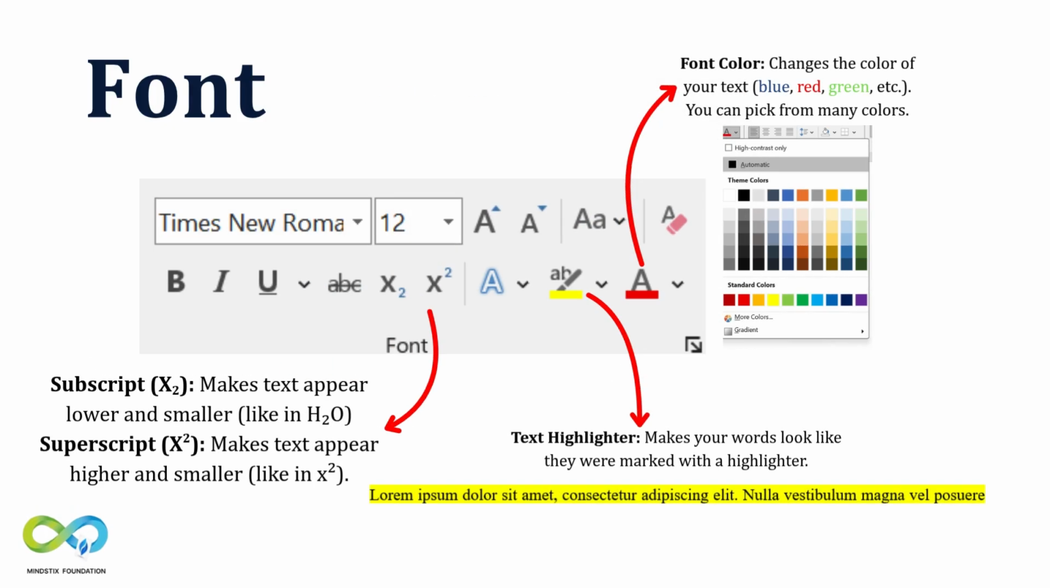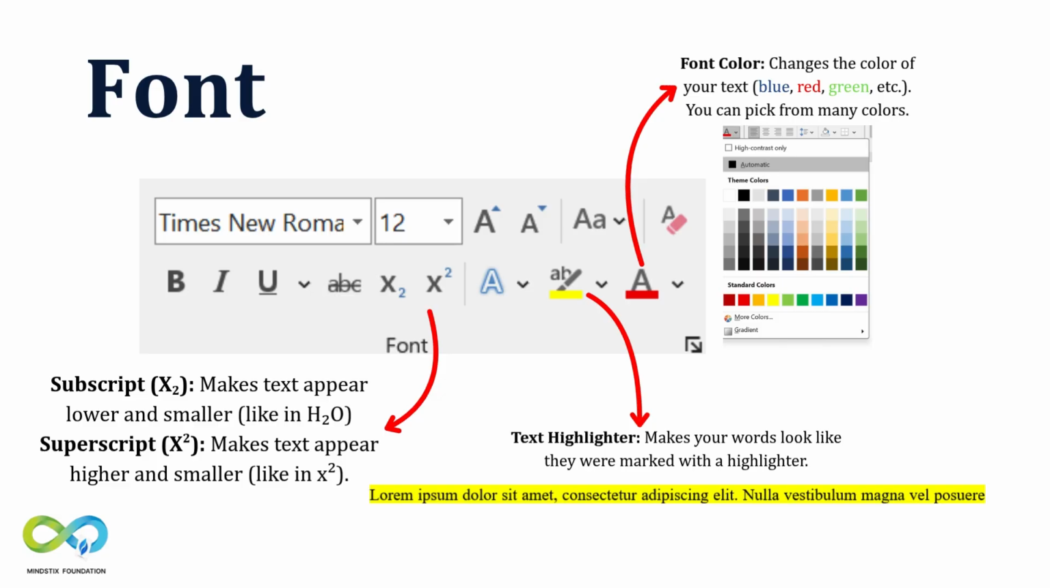If you want to change the color of your text, use the font color button. You can pick from many colors like red, blue, or green. There is also a highlighter tool which makes your text look like it has been marked with a highlighter. You can also use special styles for certain types of text. For example, superscript makes text go slightly above the line, like in X squared. Subscript makes it go below the line, like in H2O. You can add links to websites or other documents by selecting text, right-clicking, and choosing link.